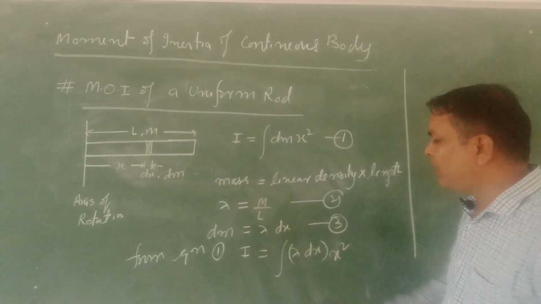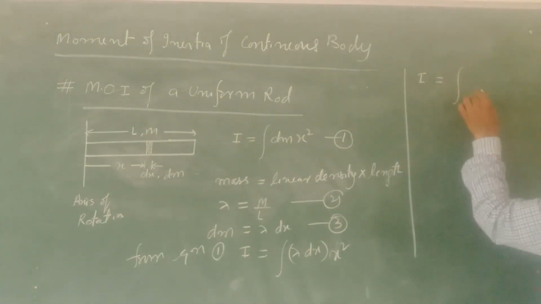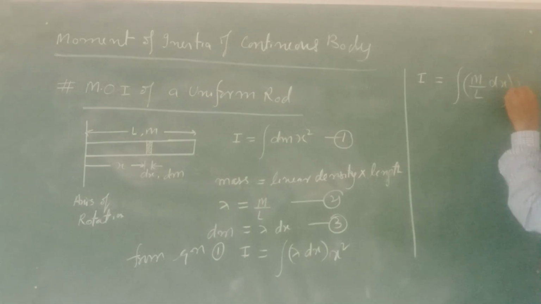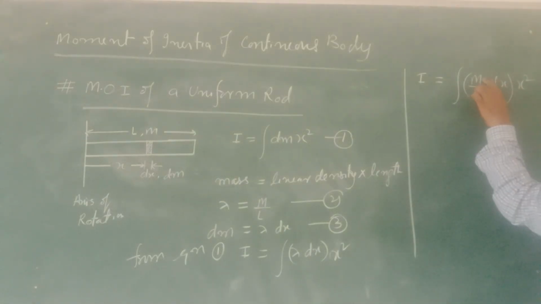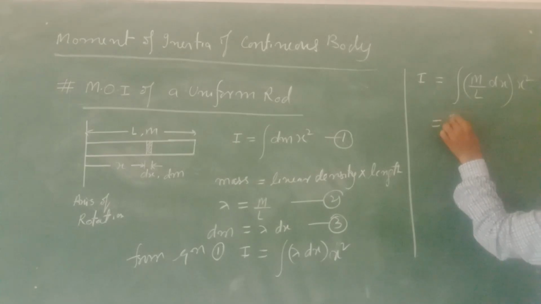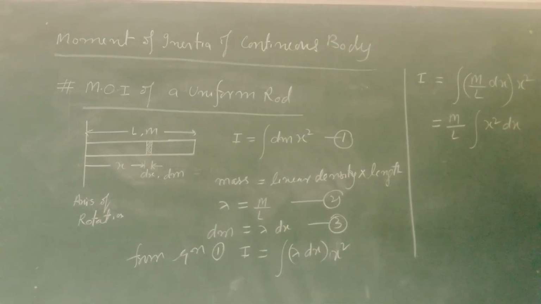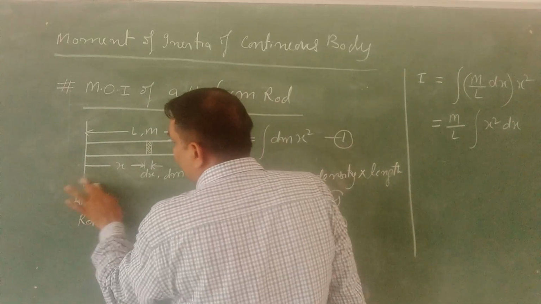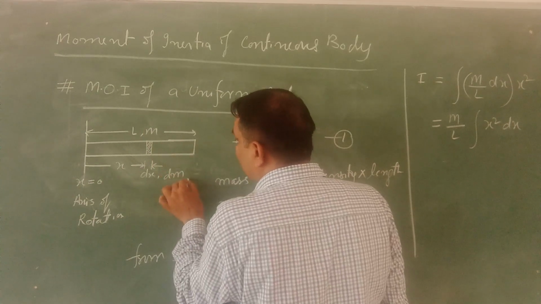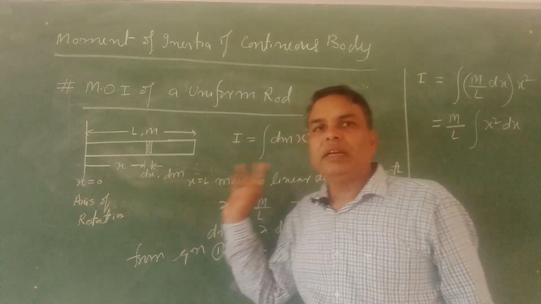Lambda is equal to M by L. So I equals integration of M by L dx x square. M by L is a constant term, so we take it out of the integration. So M by L integration x square dx. At the initial point the value of x is 0, at the end point of the rod x value is L. So the limit of x is from 0 to L.